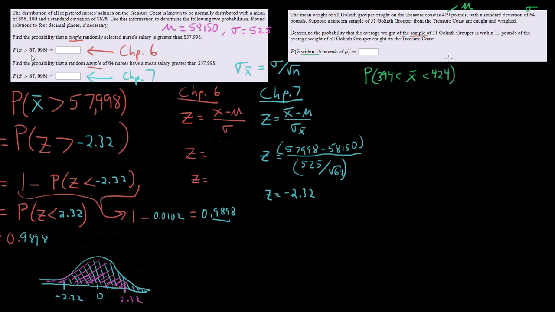So being within 15 pounds of the mean indicates that we need to say 409 plus 15, which gives us 424, or 409 minus 15, which gives us 394. So we're asking the question, what's the probability that we go catch, what was it? Our sample size here is 51. What's the probability that we go catch 51 Goliath grouper, and the average weight of those 51 is somewhere between 394 and 424? I want you to think about this.